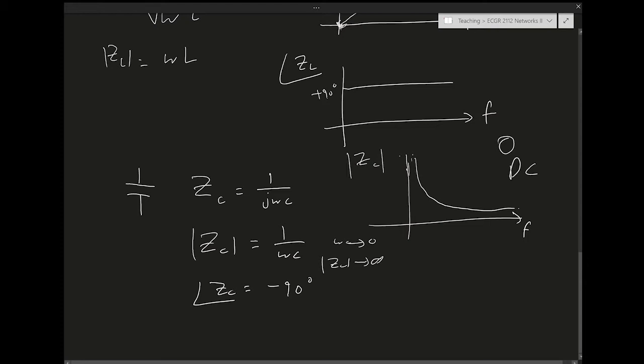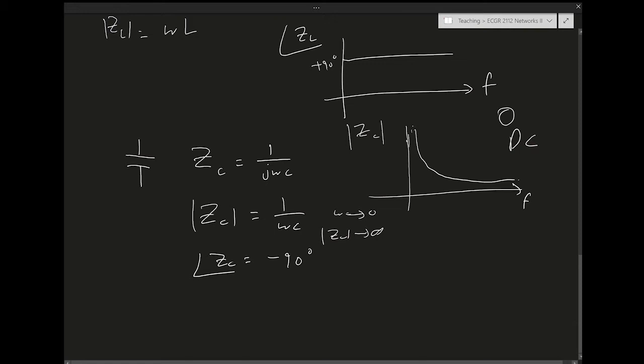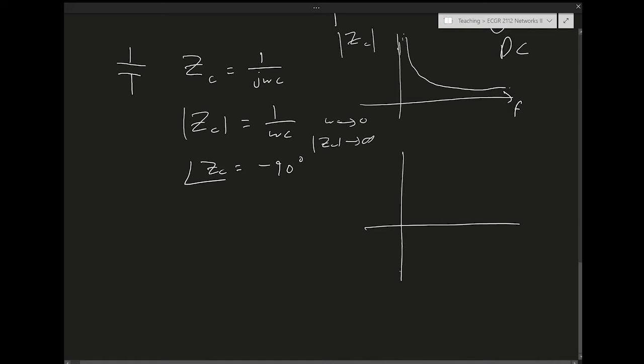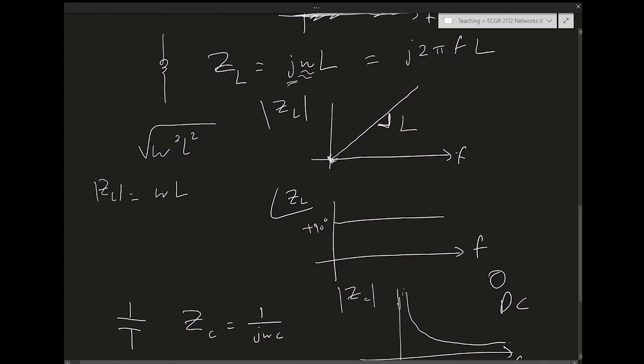Okay, so that's the magnitude. It looks like this. Notice it's not linear. It's like an inverse function. And then the phase is just going to be minus 90 degrees. So this is the phase of ZC. So in contrast to an inductor, the phase is at minus 90 degrees instead of positive 90 degrees. So those are the simple elemental circuit elements.